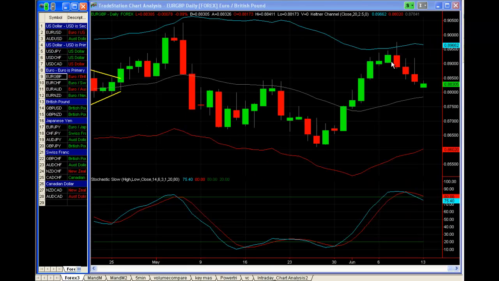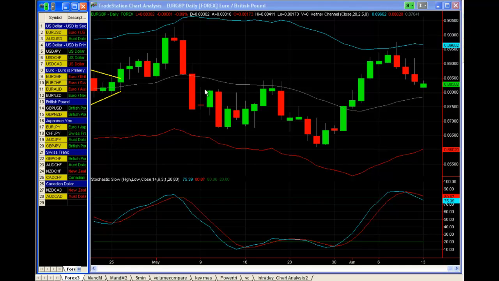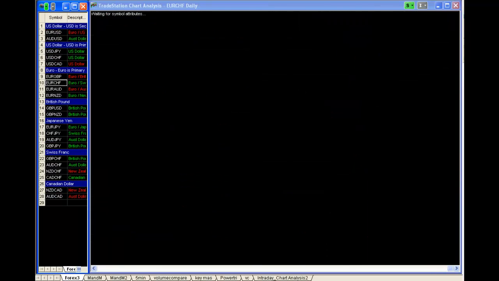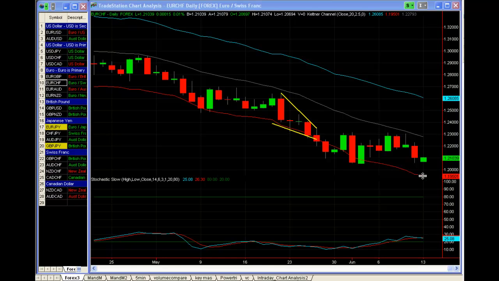Here's the euro pound cross, rejection at the upper Keltner line. Watch the moving average here for potential support. Here is the euro Swiss. Okay, just kind of moping around here. Watch for a retest of these lows and more than likely another test of that lower Keltner channel.